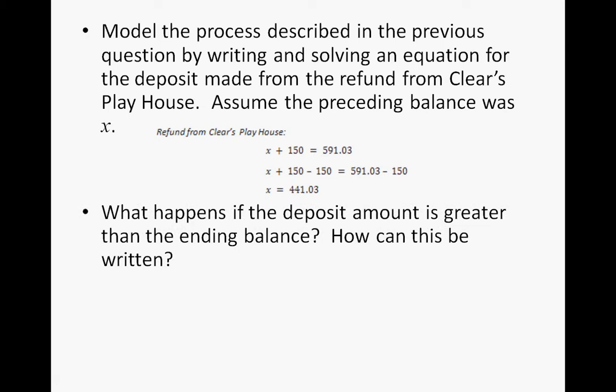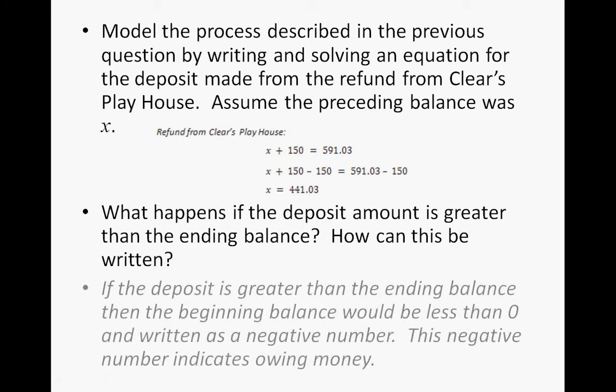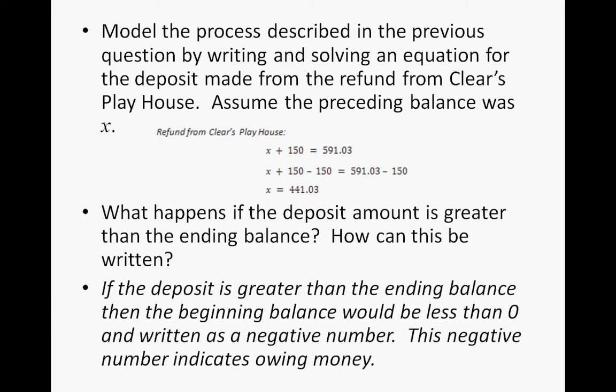So what happens if the deposit amount is greater than the ending balance? How can this be written? Well, if the deposit is greater than the ending balance, then the beginning balance would be less than 0 and written as a negative number. This negative number indicates that someone owes money.